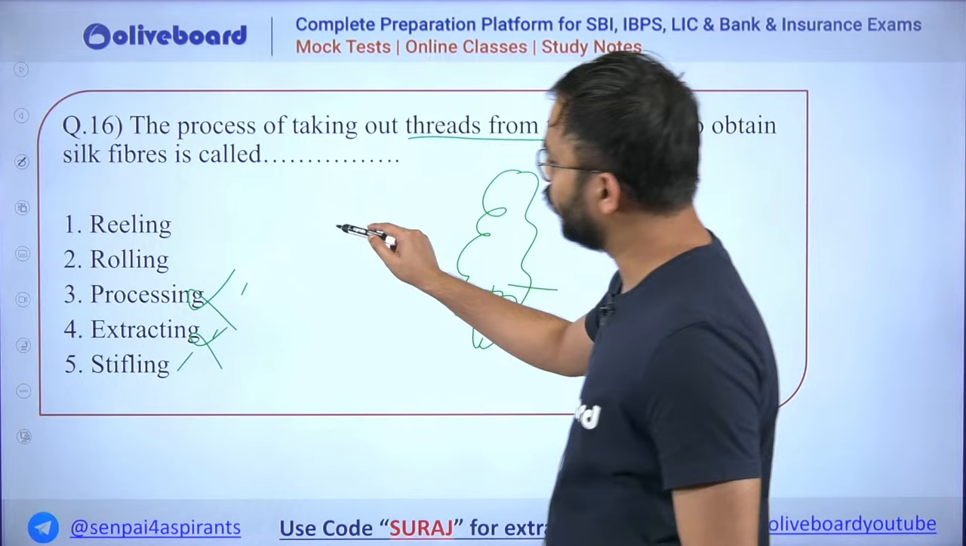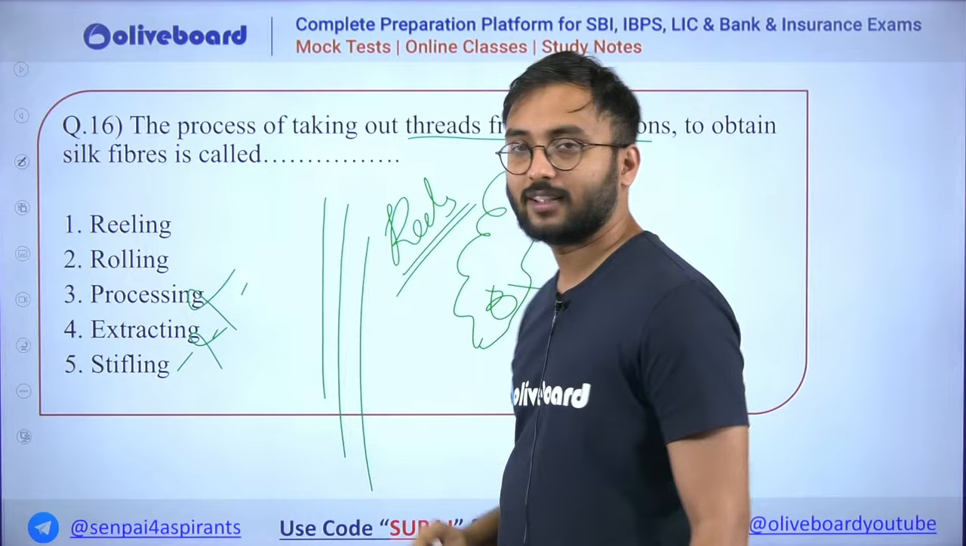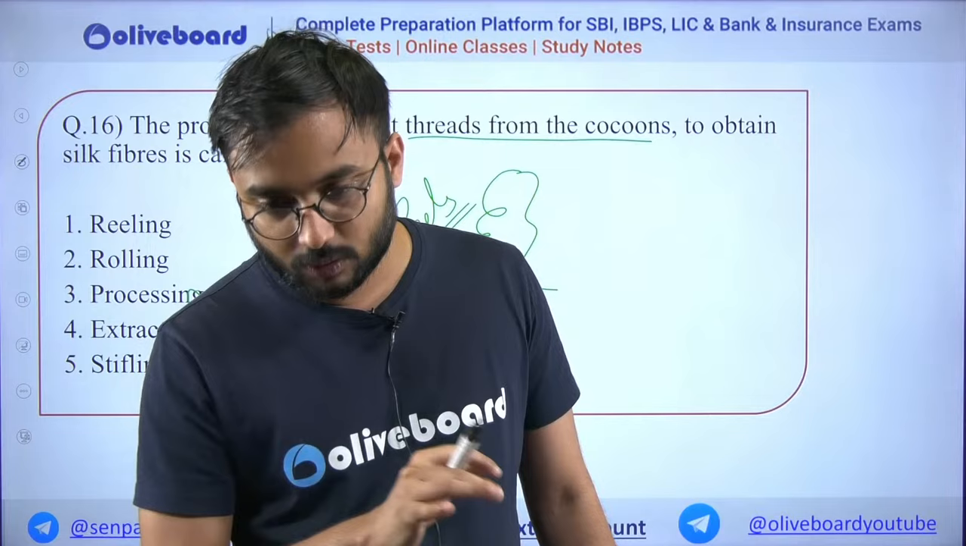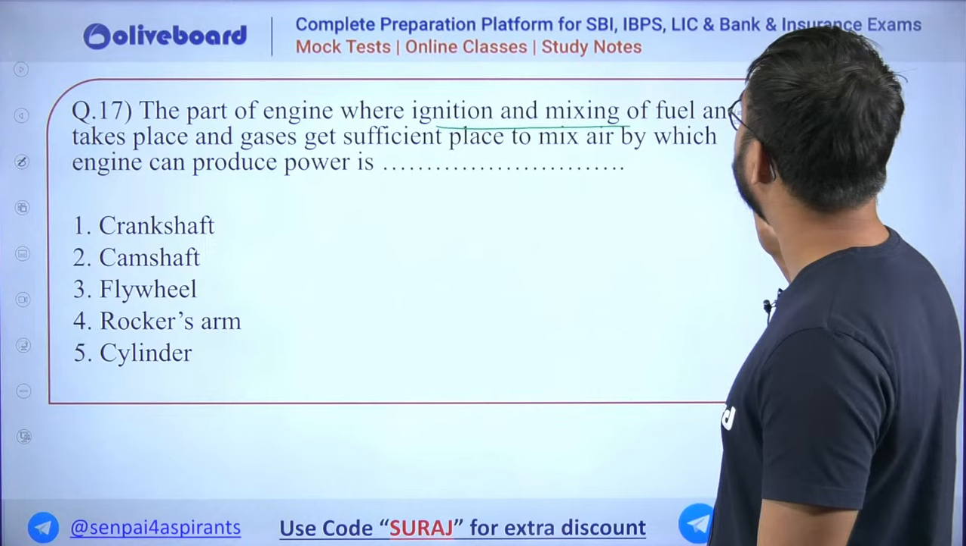So you all would be knowing what reels are. Instagram reels, everyone watches. What about silkworm reels? The cocoon of the silkworm, from that you remove the threads. That is called reeling. So you try to remove one thread and you reel it, you wind it up. Okay, so that is your reeling. Answer is reeling.